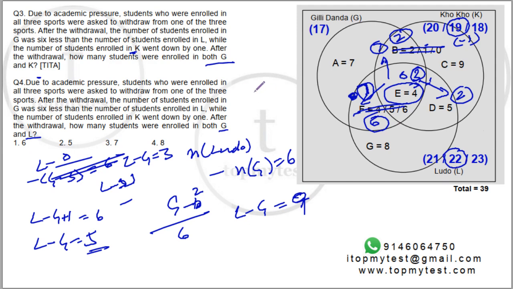Now we can answer both the questions. How many students are enrolled in both G and K? G and K is now 2. How many people are enrolled in both G and L? G and L is basically 6. Right? So this part was the trickiest one.